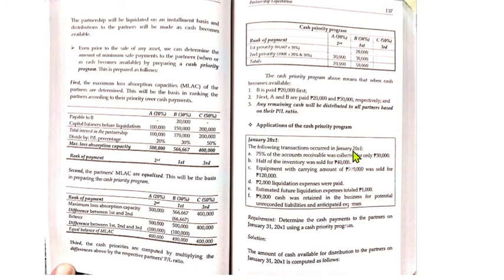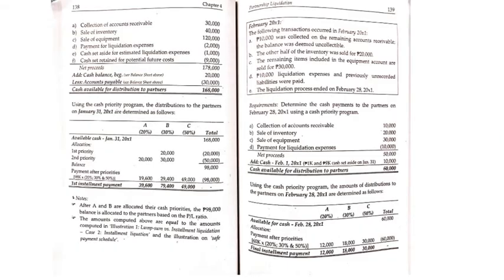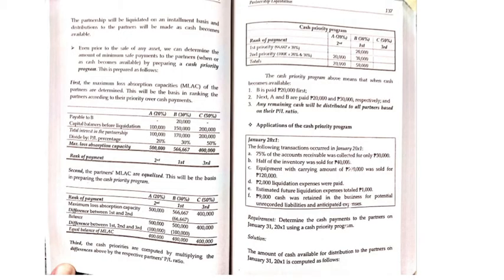So the following transactions occurred in January 20x1. So ito po yung details. A to F. So AR, inventory, equipment, liquidation expenses, estimated future liquidation expenses, and then cash retention on 9,000. So the requirements is to determine the cash payments to the partners on January 31 using a cash priority program. So anong first step natin? The first step is to identify the MLAC of the partners.